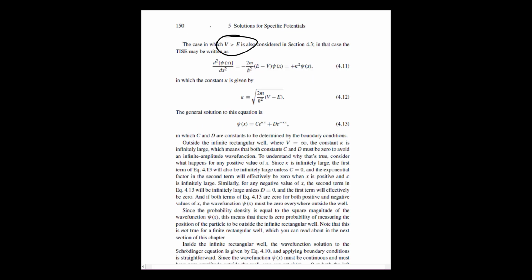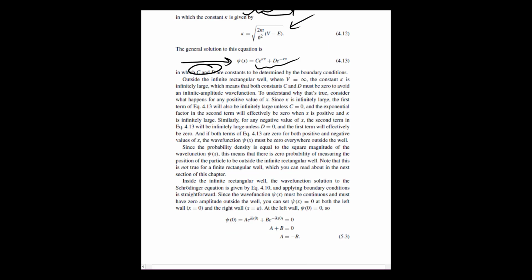In areas in which the potential energy is greater than the total energy E, we write the time-independent Schrödinger equation like this. And you recall, we gathered up these terms and called them kappa squared. That makes kappa equal to this, with a general solution that looks like this. Once again, remember, these exponentials have real exponents. There's no i in there to make these oscillate. So what do we know about C and D? Well, we know the potential energy is infinite outside the well. So that makes the constant kappa infinitely large. You can tell that from here.